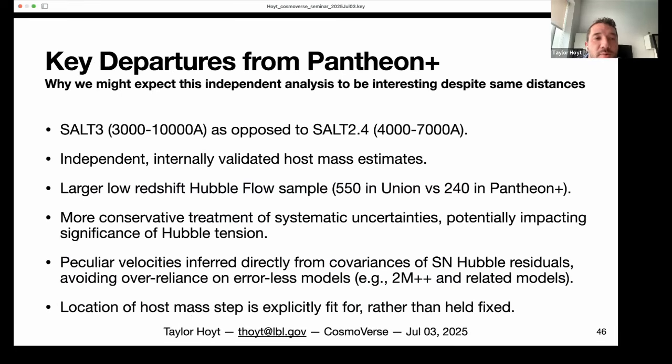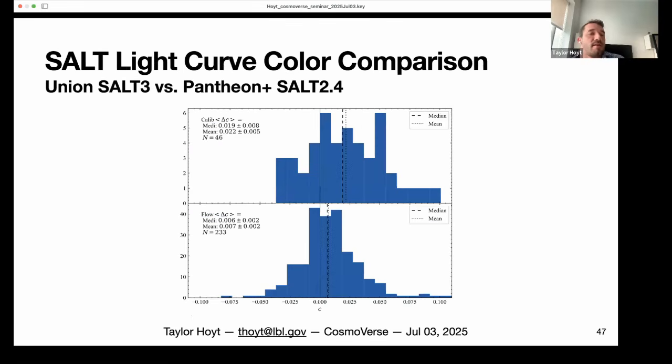And then finally, I just want to conclude with why we might expect this independent analysis to be interesting, even though we're going to be using the exact same SH0ES Cepheid distances, and CCHP TRGB distances. So we're using a different model, a different SALT model, SALT 3 as opposed to SALT 2.4. Independent host mass estimates, a larger Hubble flow sample, and the rest are smaller. So I'll just focus on the top two there.